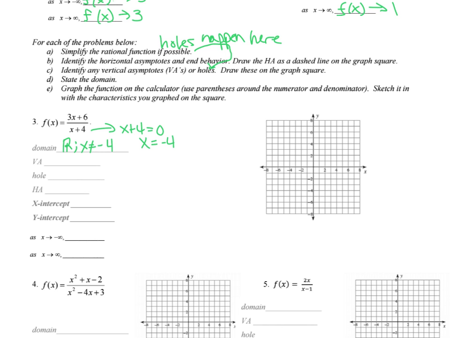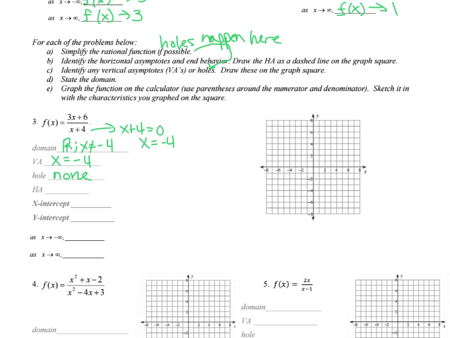Conveniently, we cannot cancel x plus 4 with any factor in the top because it doesn't match. So that means that we don't have any holes, since nothing canceled, and the only part of our denominator creates the vertical asymptote. Well, we already solved an equation that had x plus 4 in it, so our vertical asymptote is just x equals negative 4.